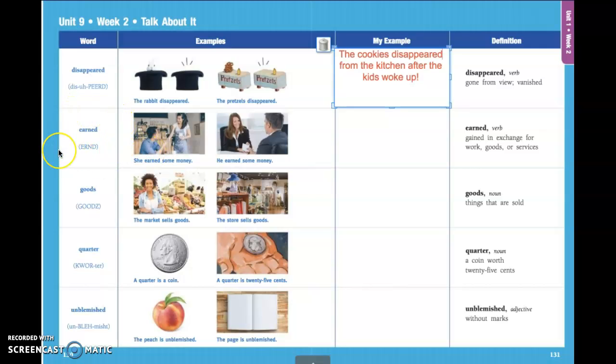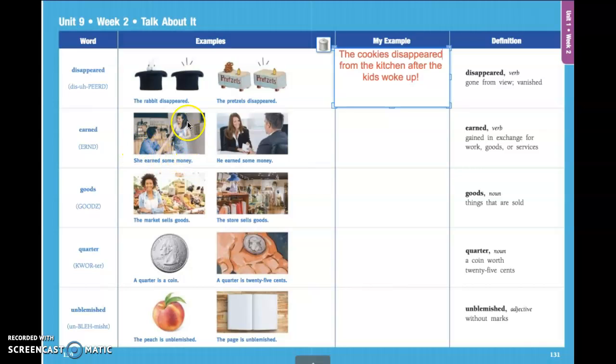So our second vocabulary word, my friends, is the word earned. Go ahead and say it with me. Earned. The word earned means that you get money or you get something or a service once you have completed a task or you completed work. You earn money.